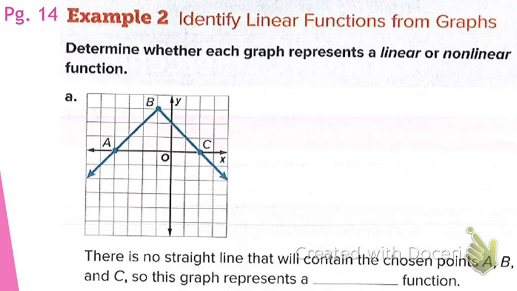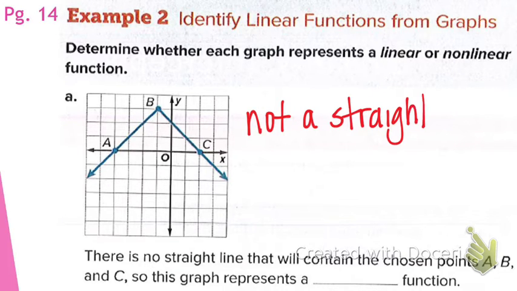Does this look like a straight line to you, this graph? It's not a straight line. This looks like a V. There is no straight line that will contain all of the points. So this graph represents what function? A nonlinear function. And that's it.